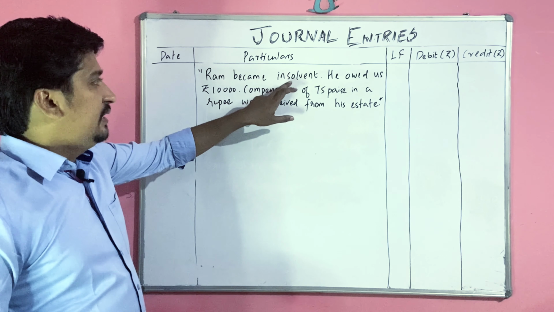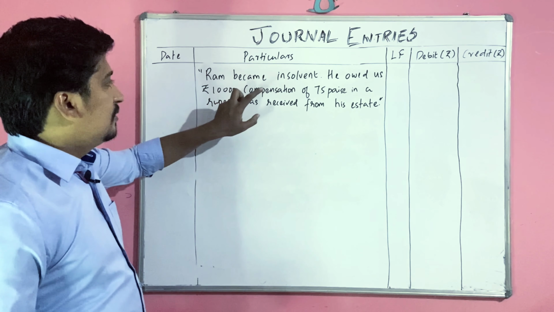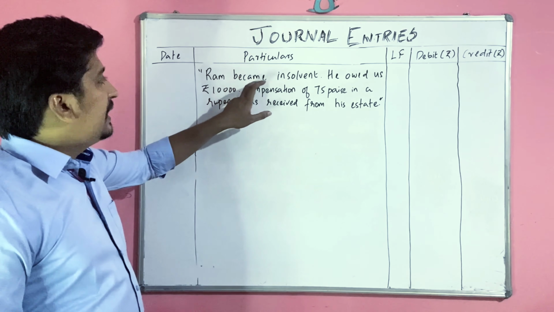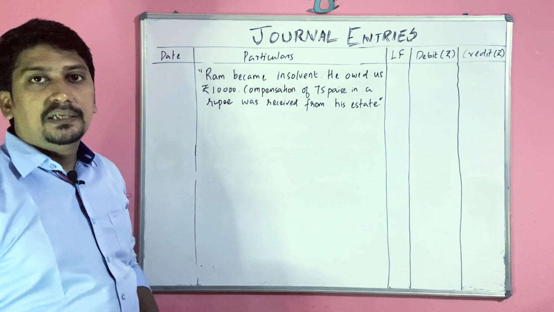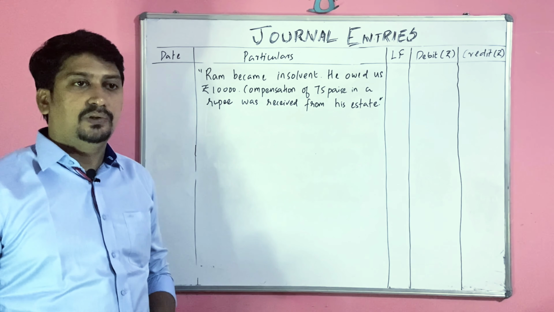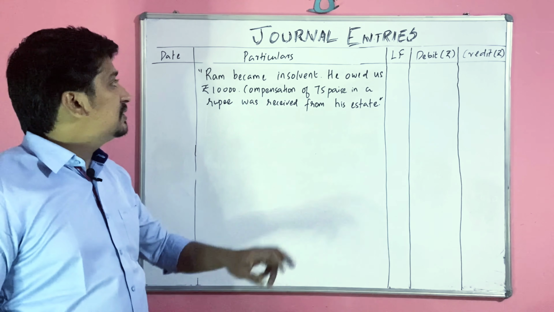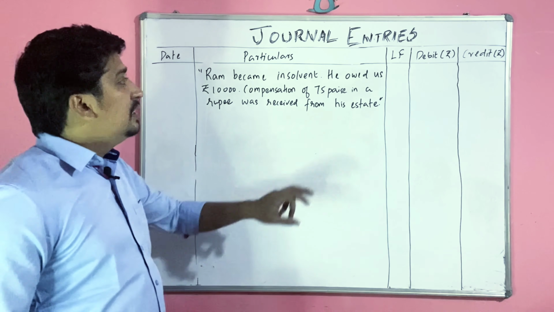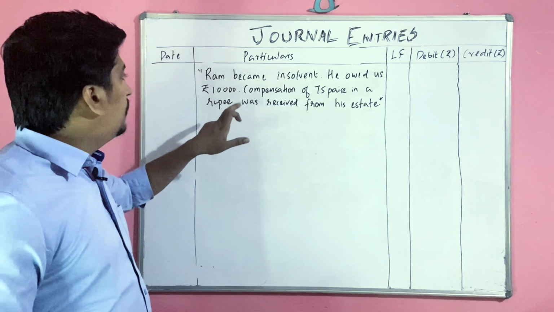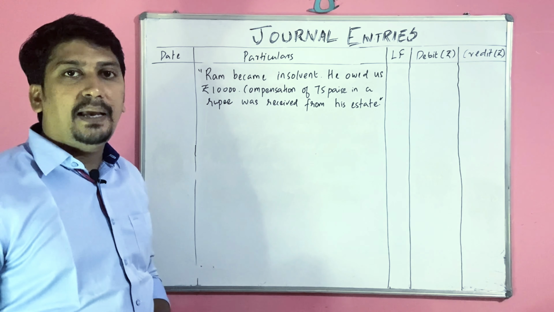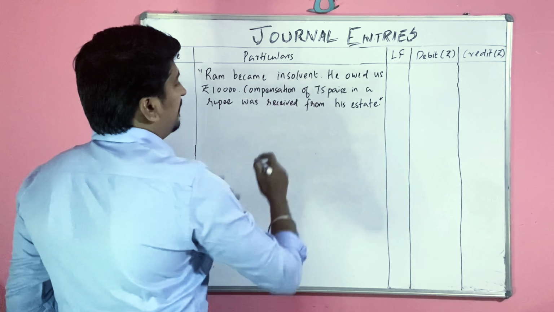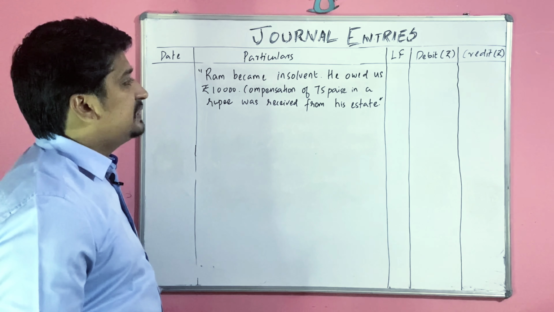Ram became insolvent. He owed us 10,000 rupees. Compensation of 75 paise in a rupee was received from his estate. Ram became insolvent. Here, insolvent means the person who is incapable of paying off his debts. The one who is unable to pay his liabilities is called insolvent. He owed us 10,000, which means he is a debtor who has to give us 10,000, but that particular debtor became insolvent. The court has announced that he is insolvent.